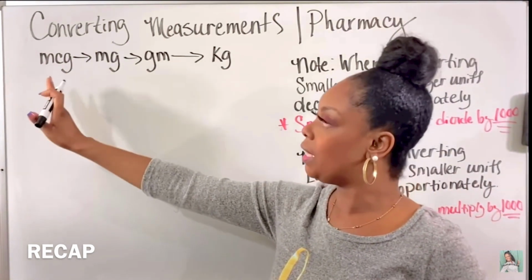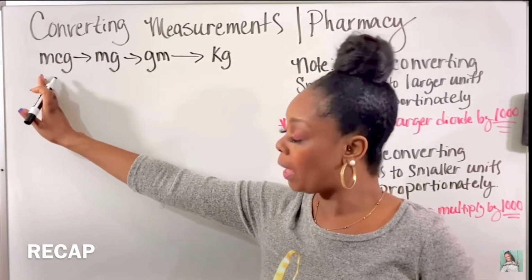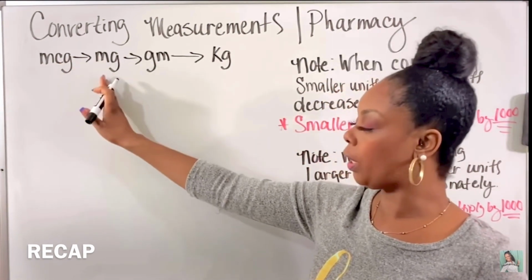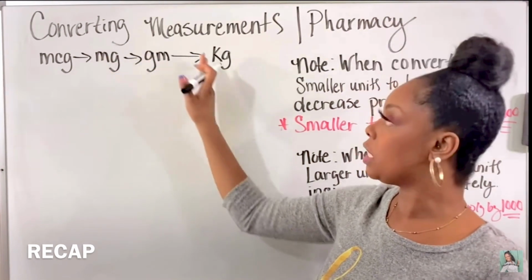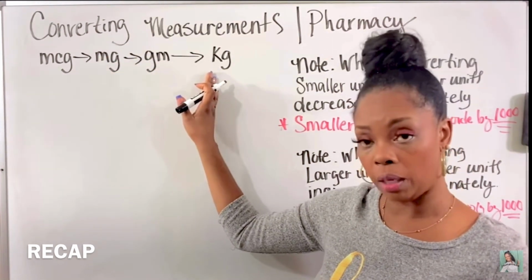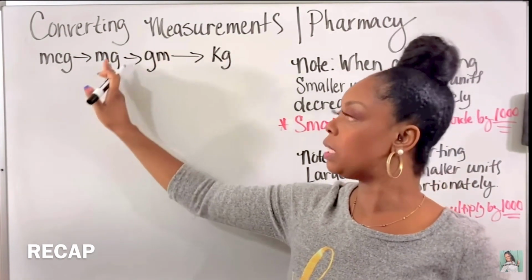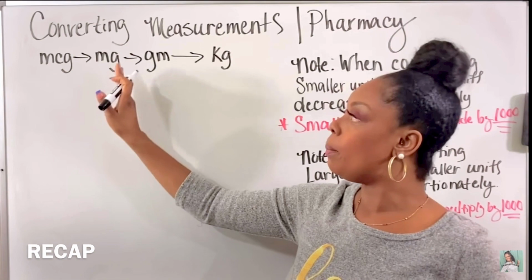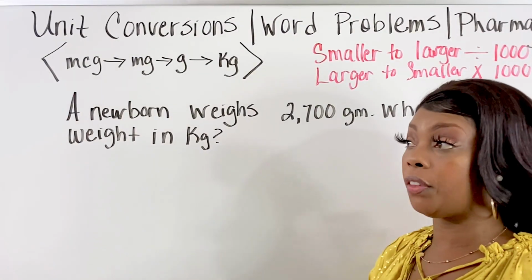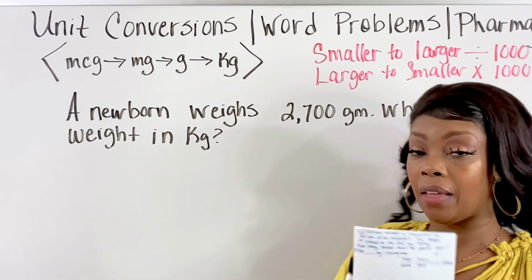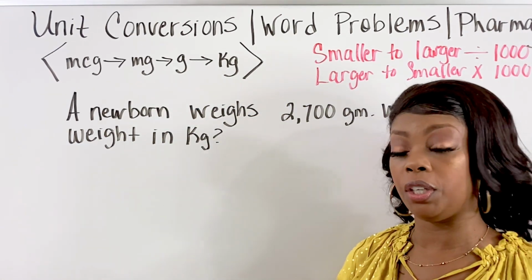Like I said, this is from smaller to larger. Micrograms is smaller than milligrams. Milligrams is smaller than grams, and grams is smaller than kilograms. Kilograms is larger than grams. Grams is larger than milligrams. Milligrams is larger than micrograms. And I'll also leave it in the iCard. There'll be a little white line that comes up here, and you can just click on that if you feel like you need a recap before you get into this.